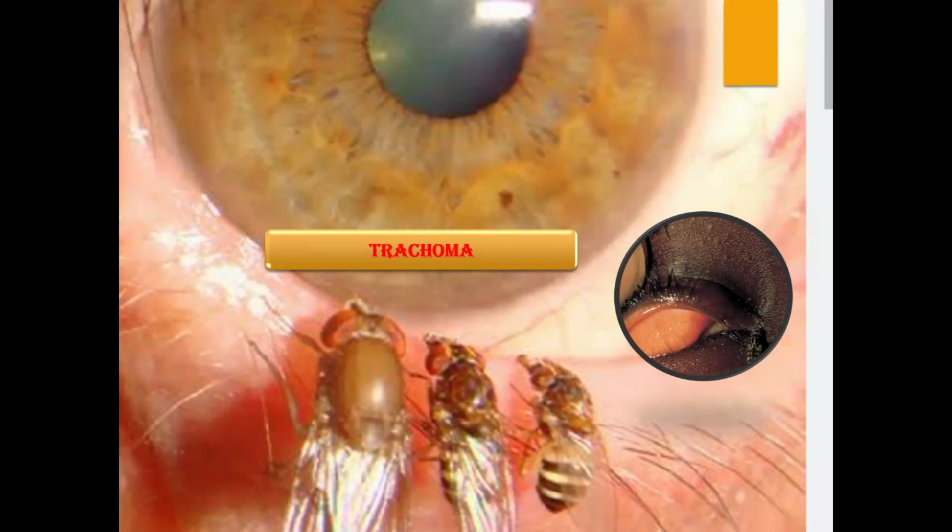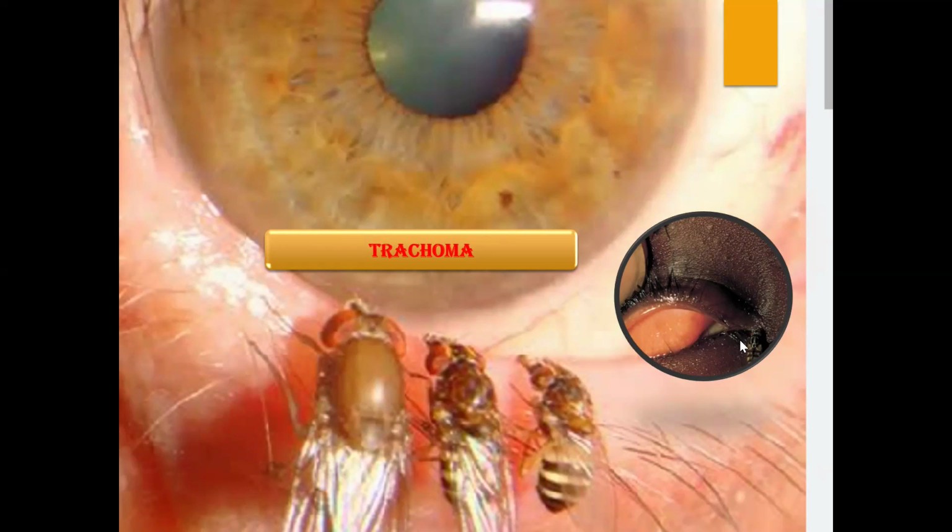Trachoma is one of the leading causes of chronic inflammation of the conjunctiva. That is, the conjunctiva, look at the conjunctiva, is the membrane that covers the white part of the eye and the inner surface of the eyelid. This eyelid is being covered by this thin layer, and that is known as conjunctiva.